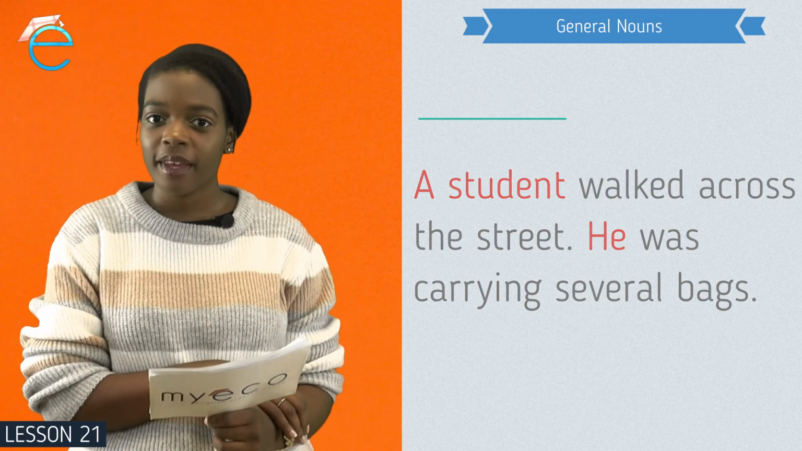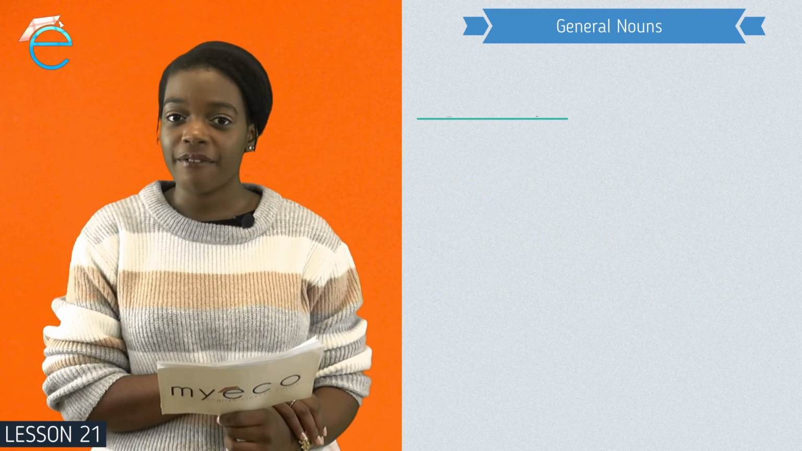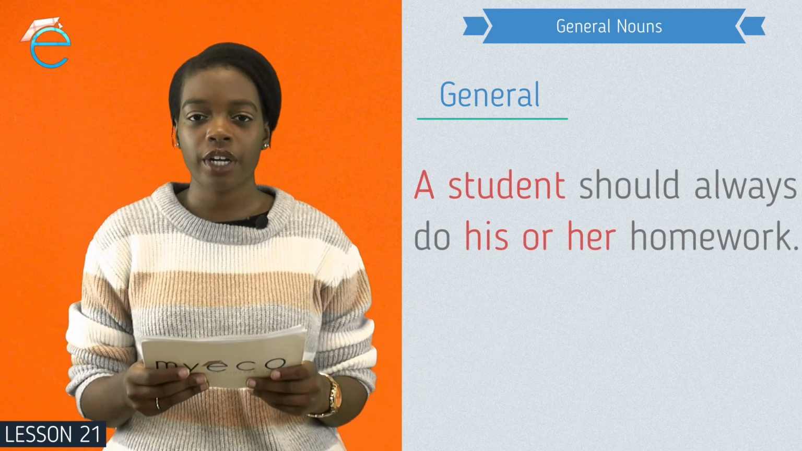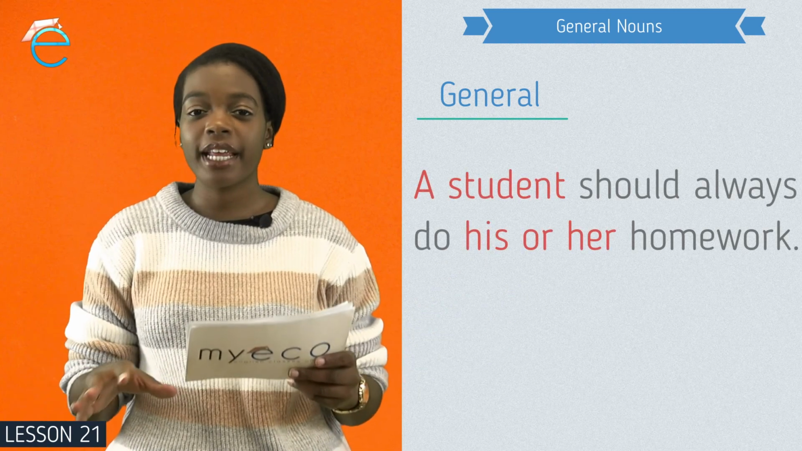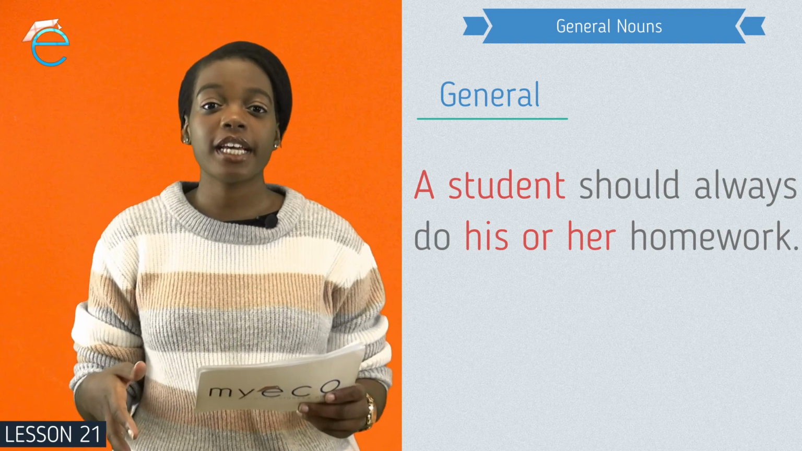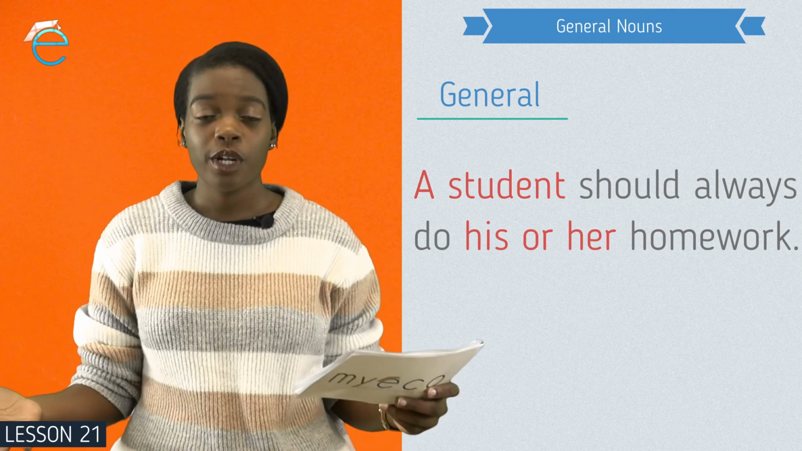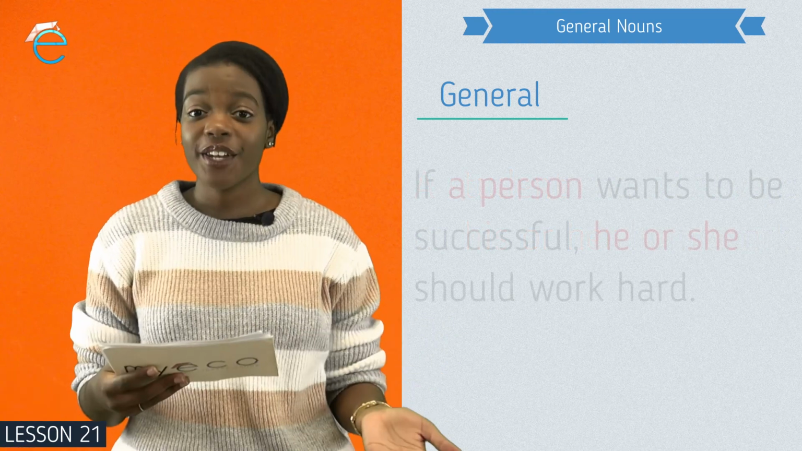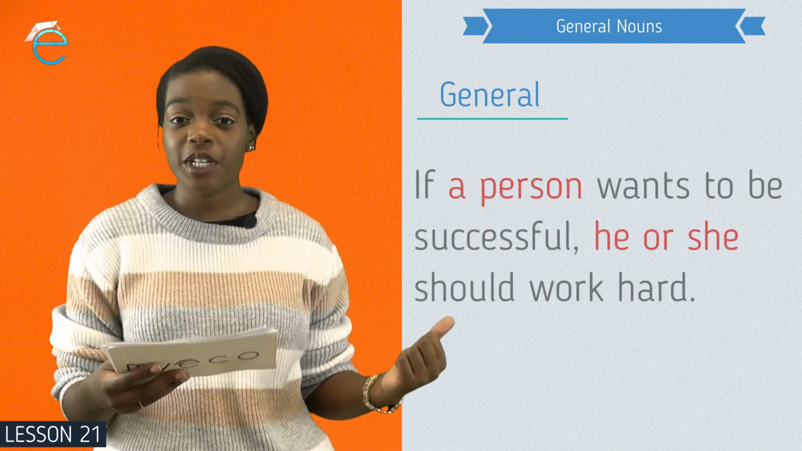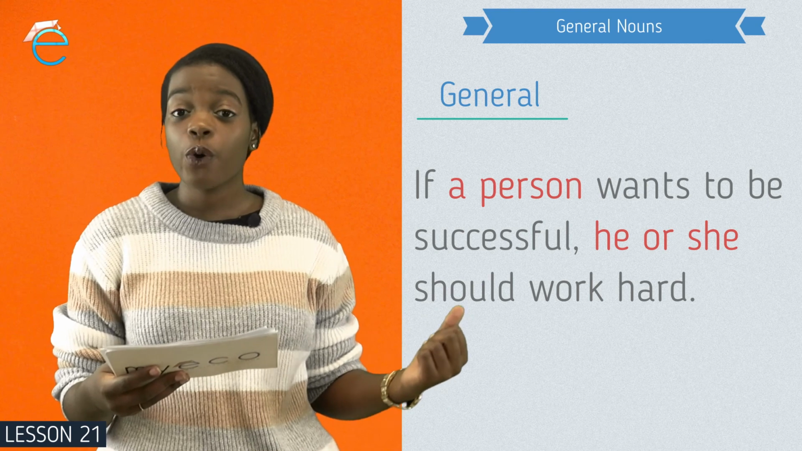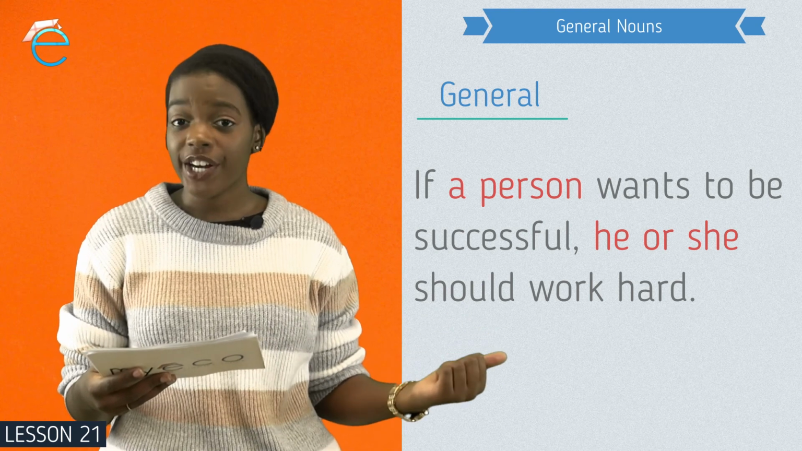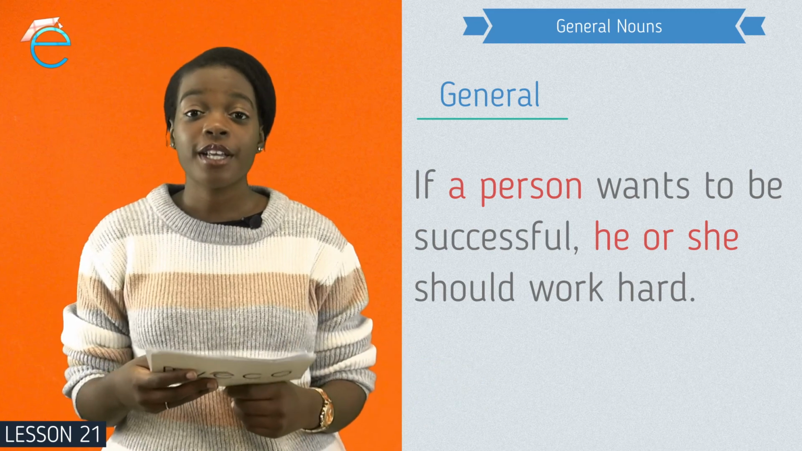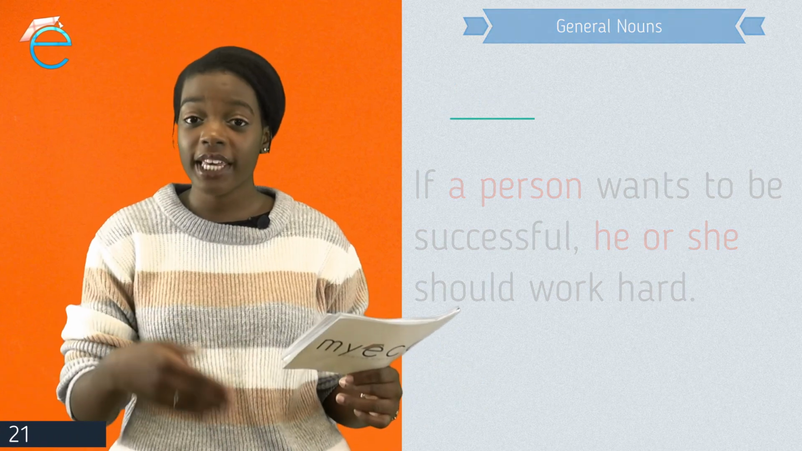Let's have a look at how it would be if it was general. A student should always do his or her homework. Now here, we're not speaking about a specific student, we're speaking about students in general. So that's why we use his or her. Another example, if a person wants to be successful, he or she should work hard. Now, we're not speaking about a specific person, we are speaking in general, so he or she.